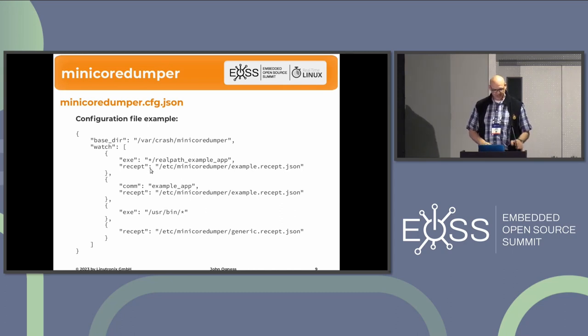You can also see here that it's not regular expressions, it's just wildcard support, so that you can match, for example, if I don't care where this binary is, if the real path is example app, then this is the configuration, the recept, we want to use. The way it works is it just goes from one to the next, so as soon as you have a match, that's the one it's going to use, that's the decision it's going to take.